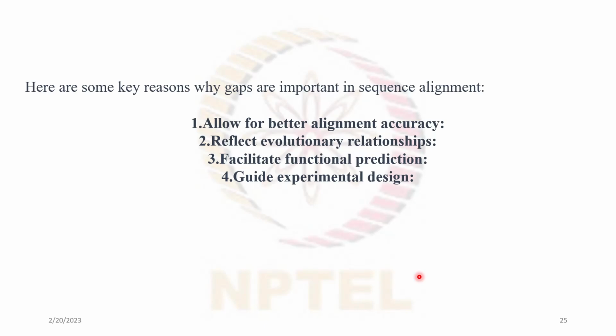Next is reflecting evolutionary relationships. Gaps can also help to identify evolutionary relationships between sequences. Insertions and deletions, for example, are often used to infer evolutionary events such as gene duplications, divergence, and gaps in sequence alignments. And gaps can also facilitate functional prediction and help in experimental design.